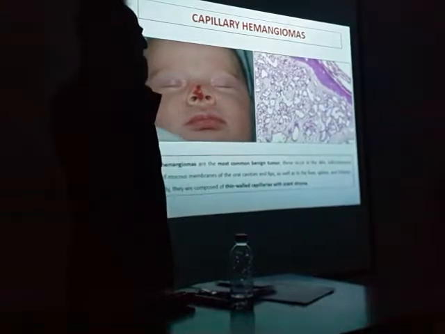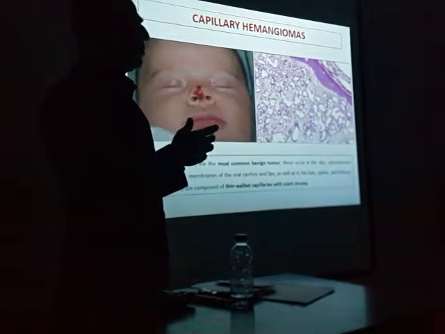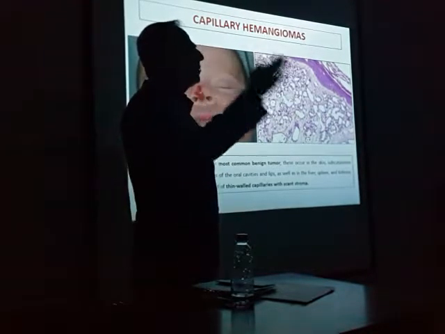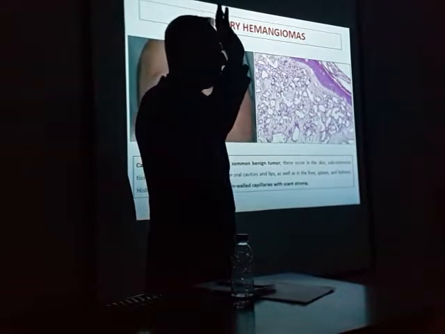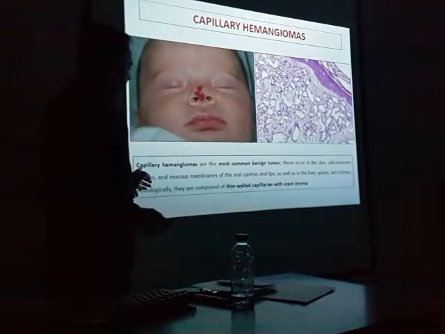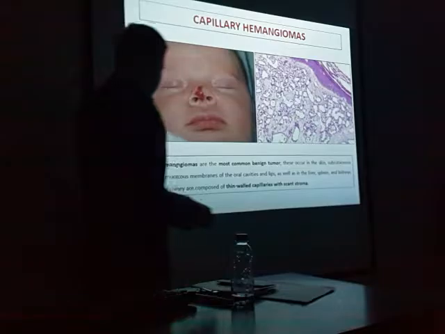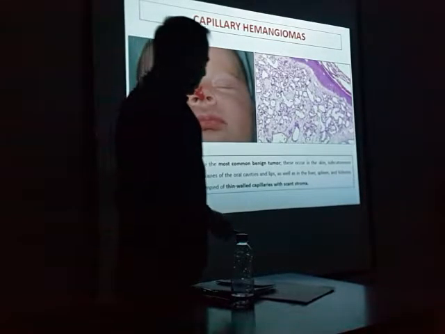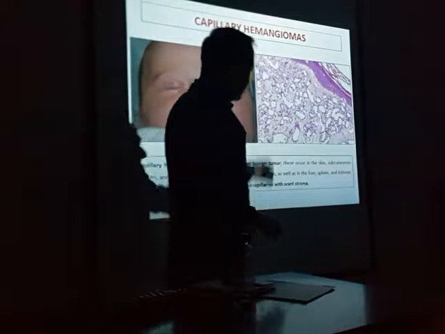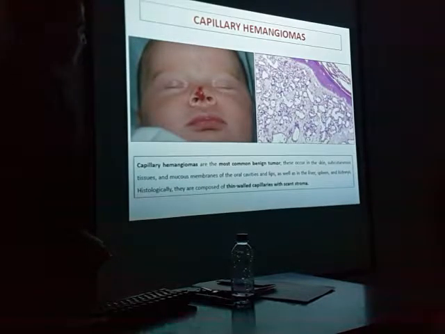It's a benign condition, a tumor of the blood, but a benign. So many of the time, if the child has it, maybe up to 5 years of age, it will go off on its own. Yes, exactly. So these are most common benign tumors of the blood vessels, occur in the skin, subcutaneous tissue, even the mucous membranes of the oral cavities and lips, as well as in the liver, spleen, and kidneys.